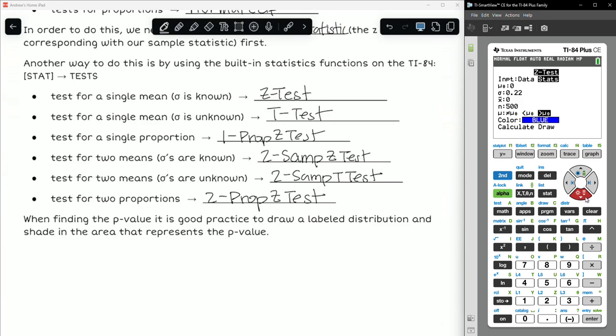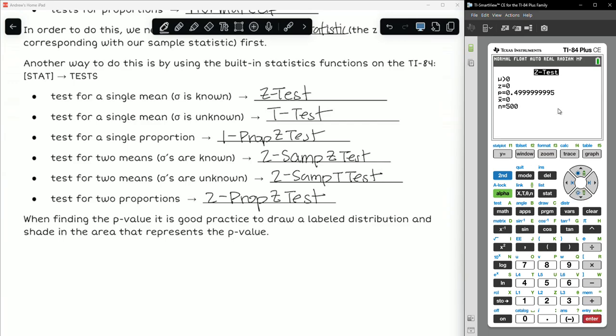This last option here is asking what the alternative statement looks like. Is it a not equal to, a less than, or a greater than? The color is irrelevant. That has to do with the draw function. You have two choices. You can select calculate, and it will just spit out a bunch of values, or you can select draw. I'm going to do both so you can see what it looks like.